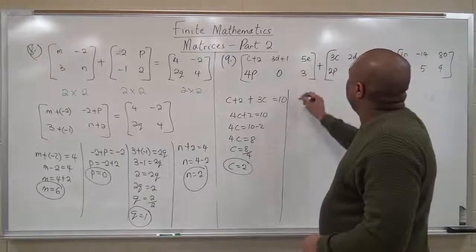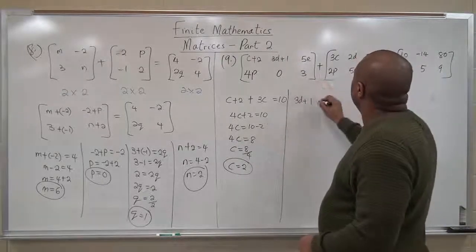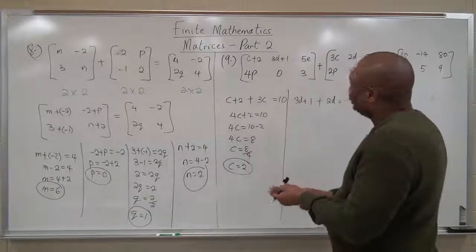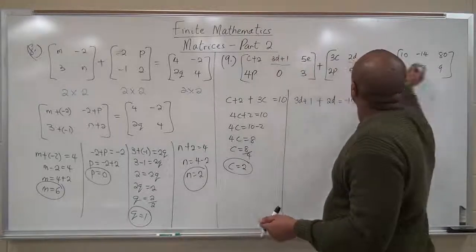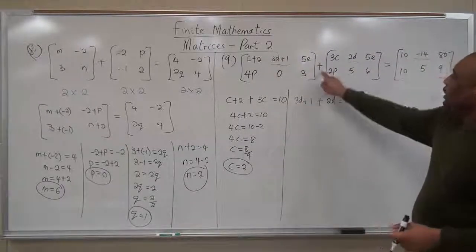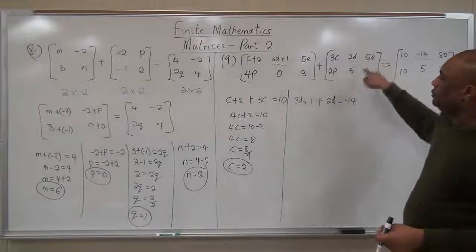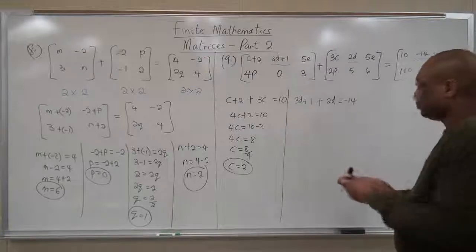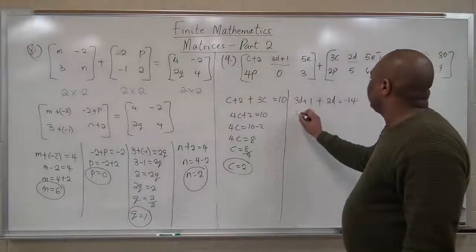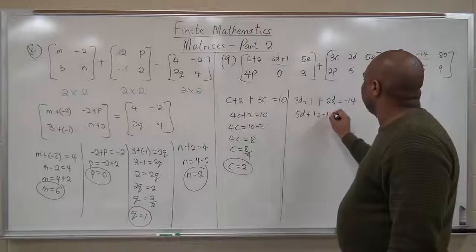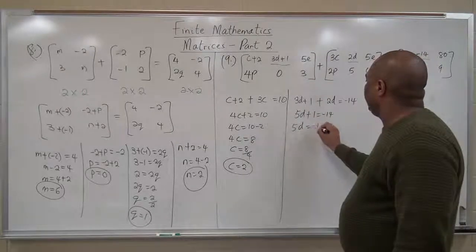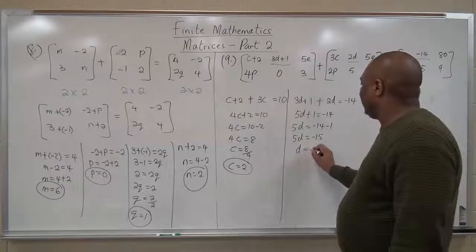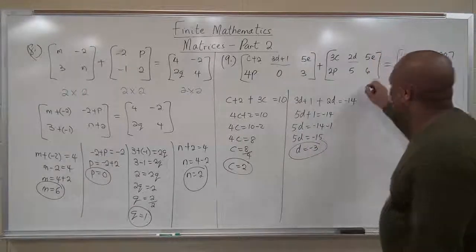Next one, we have 3D plus 1, then plus 2D is equal to negative 14. This here plus this is equal to this. Just be careful on this. And if you have minus here, you have to be careful. There's no minus, but if we had, you have to be careful. So 3D plus 2D is 5D, plus 1 is negative 14. 5D will be negative 14 minus 1. 5D is negative 15, and D is negative 3. Okay?